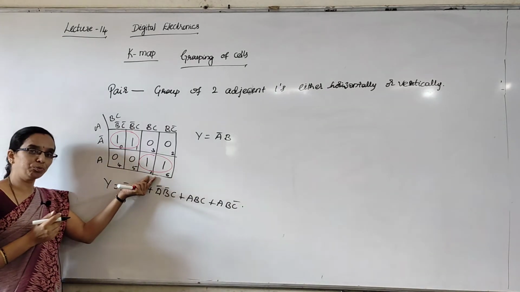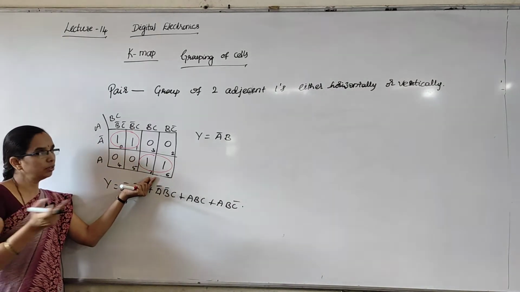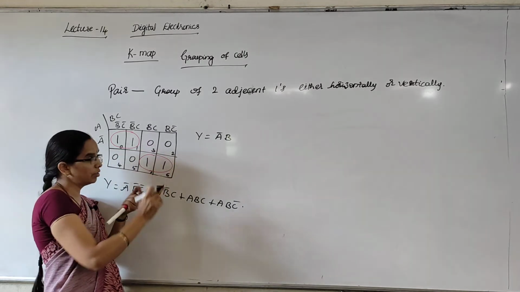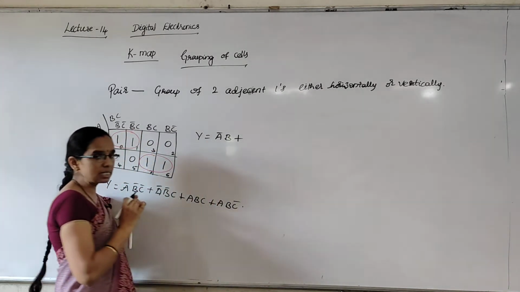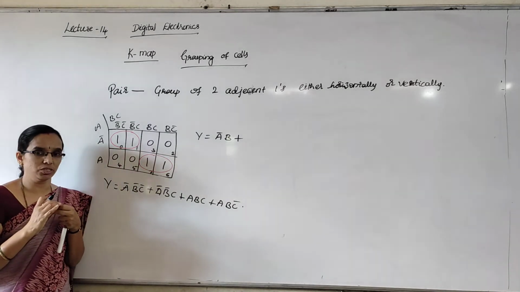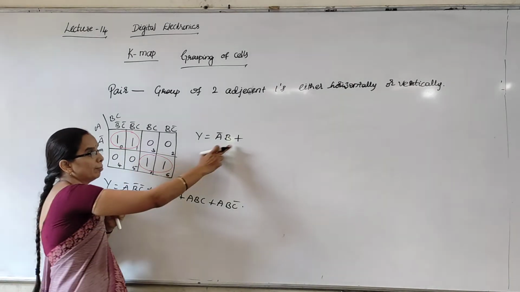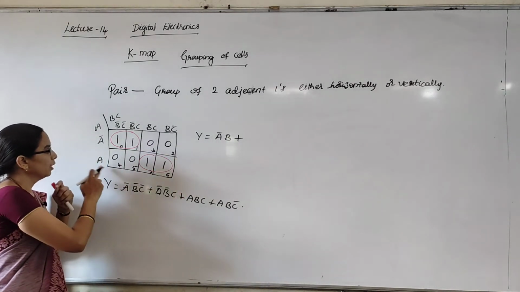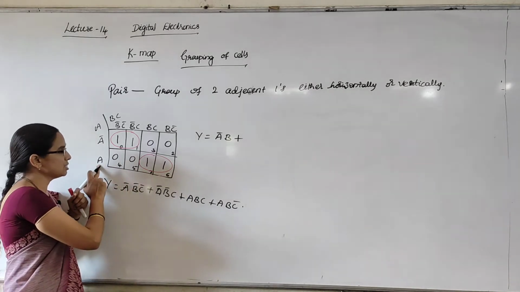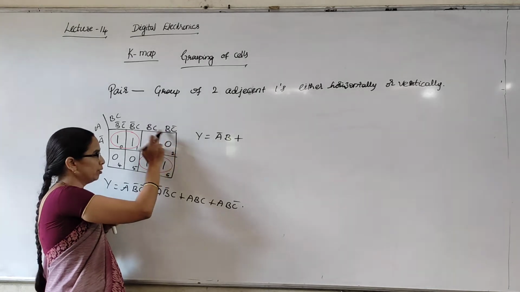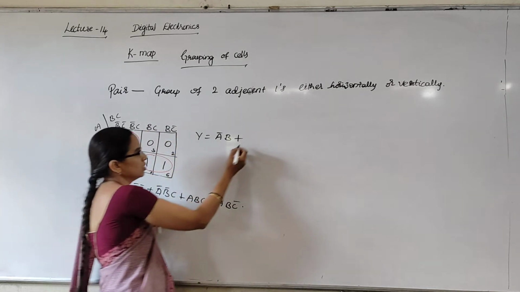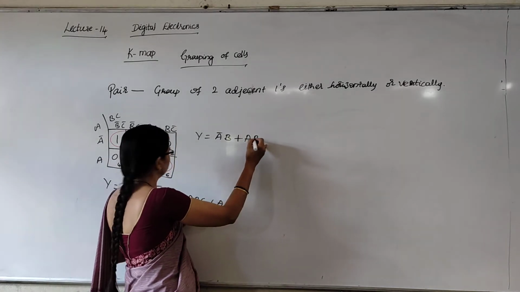Plus, we have one more group. If you have only one group, I will write it like this and leave it. If I have one more group, then we have to put an OR sign. This is a sum of products expression we are doing, so we have to put the OR sign. And here in these two, A is common, C is changing from uncomplemented to complemented, so leave that, only AB. So it will be AB.